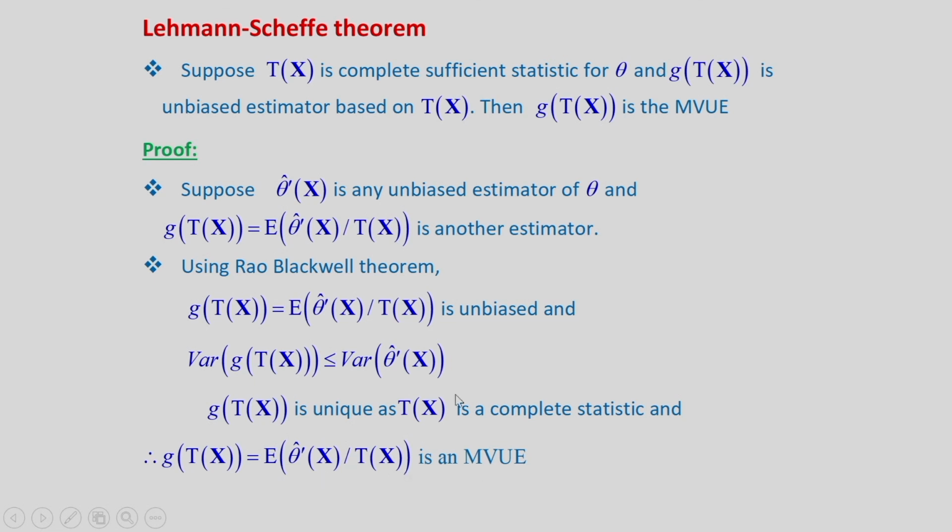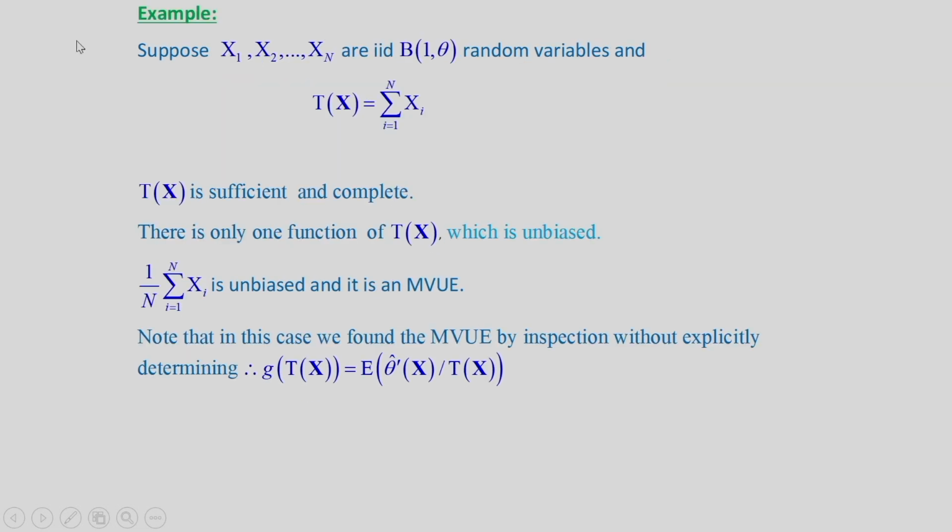So, we saw that using the Lehmann-Scheffé theorem, we can find an unbiased estimator which has the minimum variance. We shall consider one example. Suppose x1, x2 up to xn are IID, independent and identically distributed, Bernoulli(theta) random variables. This symbol represents the Bernoulli distribution with parameter theta. Theta is the probability of success.